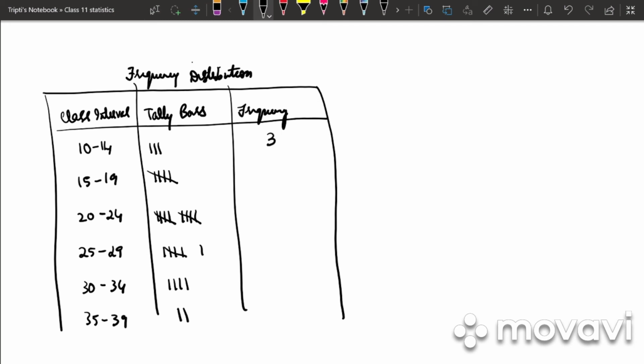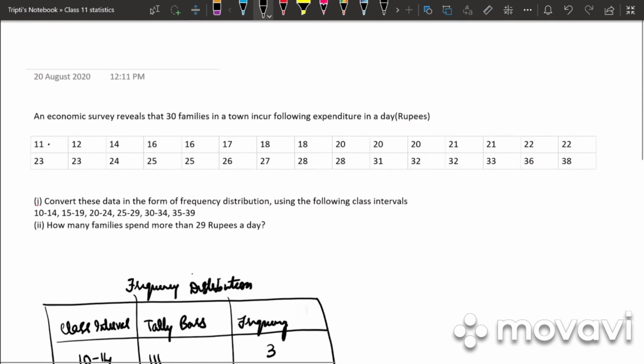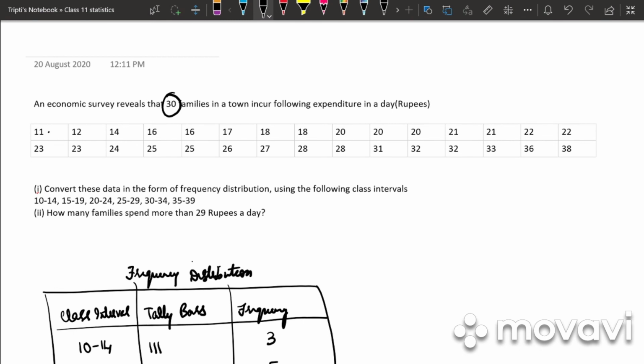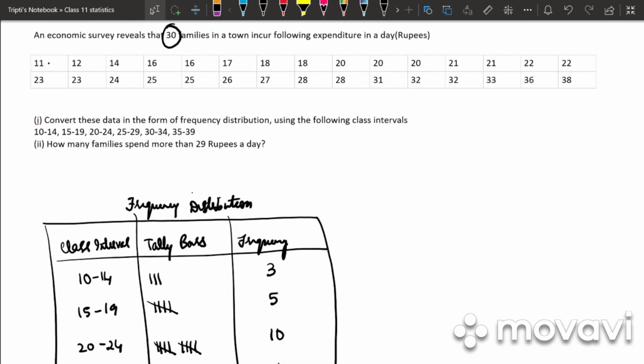So what are the frequencies? 3, 5, 10, 6, 4 and 2. So what is summation F? 3 plus 5, 8, 8 plus 10, 18, 18 plus 6 is 24, 24 plus 4, 28, 28 plus 2 is 30. So are there 30 families? Yes. So our frequency total is correct.